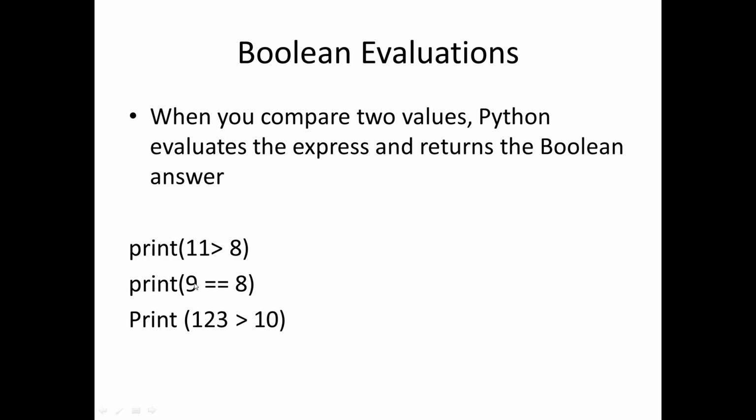Similarly, with this expression, 9 equals 8, and note the double equal sign here. That's important for the Python interpreter to determine that we are doing a comparison here rather than an assignment. And we will simply print, in this case, the value false. If we print 11 greater than 8, we'll print true. Or in the final case, if we print 123 greater than 10, Python will evaluate this to a value of true. Let's take a look at this.